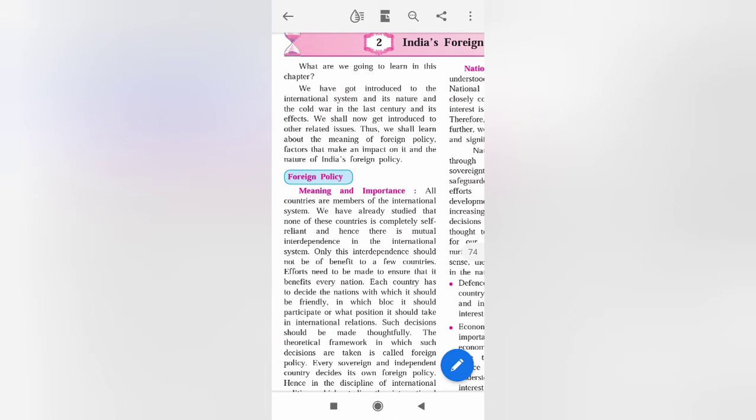Topic number 2, Political Science, Standard 9th, India's Foreign Policy.